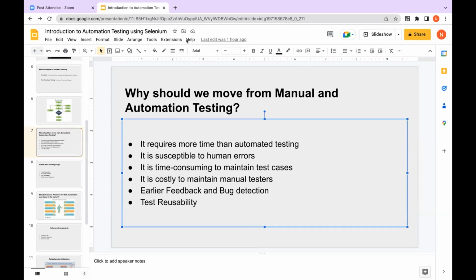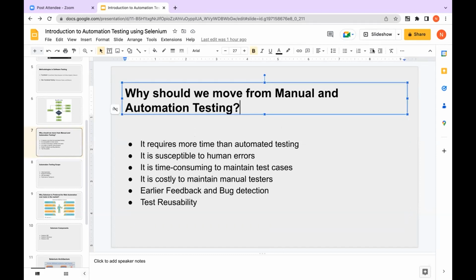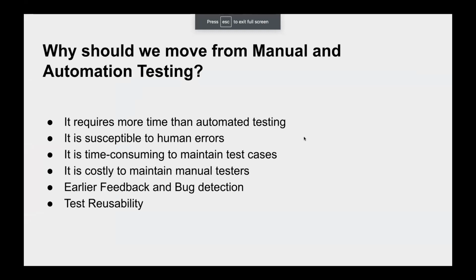in the chat also. Okay, so what are the things which make us think that we should move towards automation testing? One is, as you know, there are 500 use cases. I have manually tested these 500 test cases, and I have given sign off.